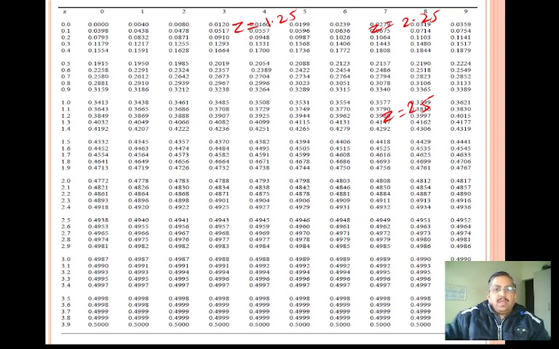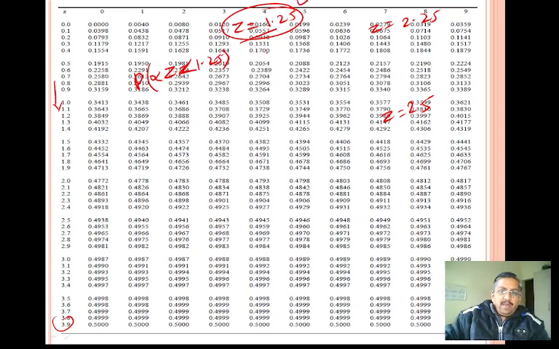What we are doing with this table: you can see that the values of z increase from 0.0 to 3.9 here, that means the values of z will be increasing like this. And in the columns, various values are given, which are the second decimal place values. We have already seen this discussion in the last video also. So for z equals 1.25, we are calculating for 0 to z, 1.25.